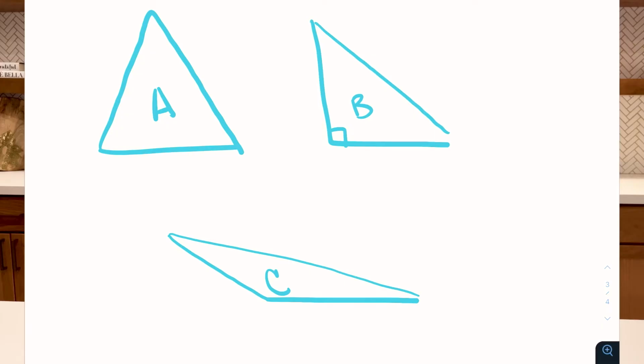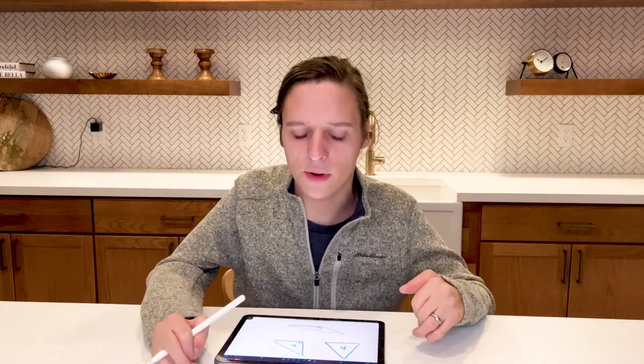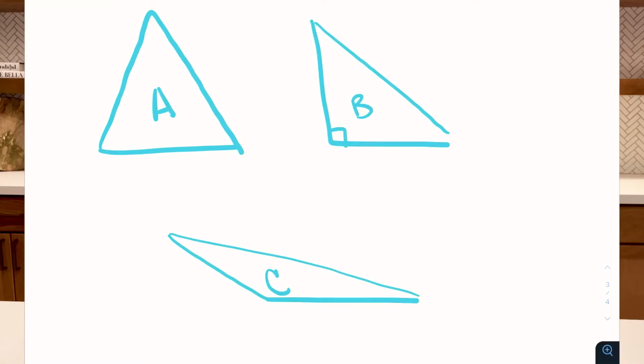Now I want you to tell me which triangle is obtuse. If you got the acute one, this one should be nice and easy for you. And lastly, by process of elimination, you've probably figured out which one it is, but if not, I'm going to have you select which one's the right triangle.